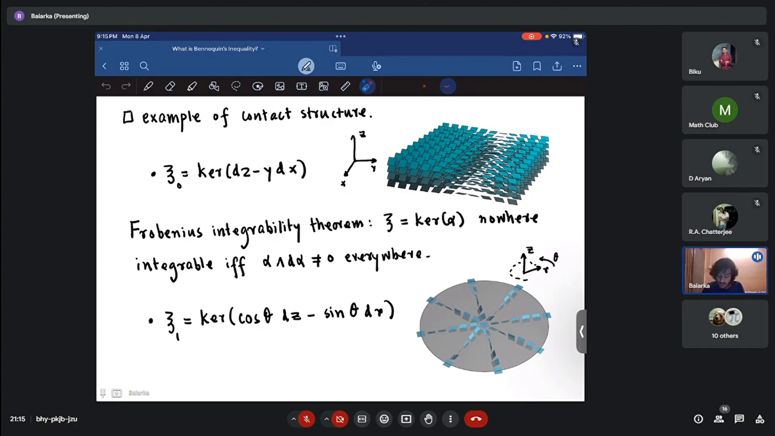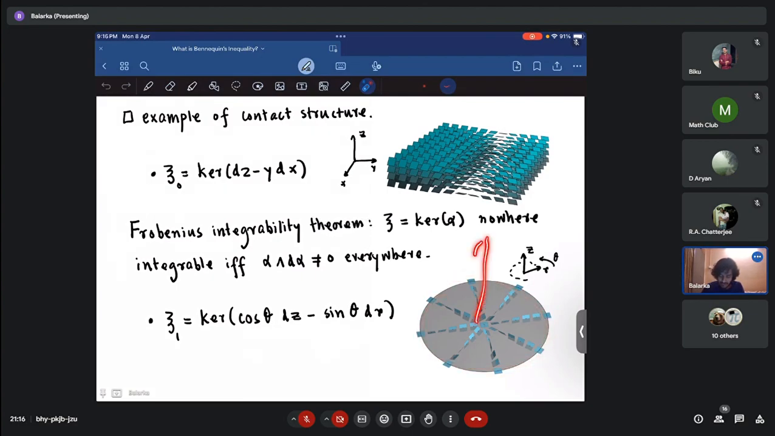So for instance, using this, you can construct or conjure new contact structures if you like. The old one, the one I showed you, I would call xi naught. It's called the standard contact structure in R3. And this one I'm drawing here, I'll call xi1. It's the kernel of this one form, where r, z, theta are cylindrical coordinates on R3. And it looks something like this.